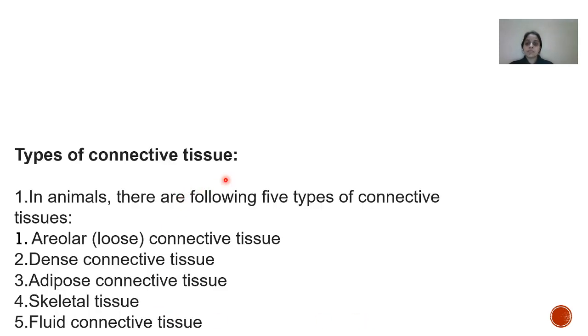Coming to the types of connective tissue, these are the five types: areolar connective tissue, dense, adipose connective tissue, skeletal, and fluid connective tissue.